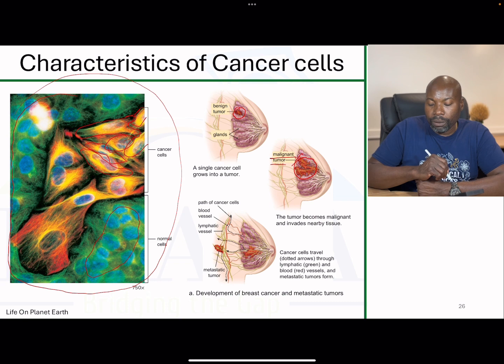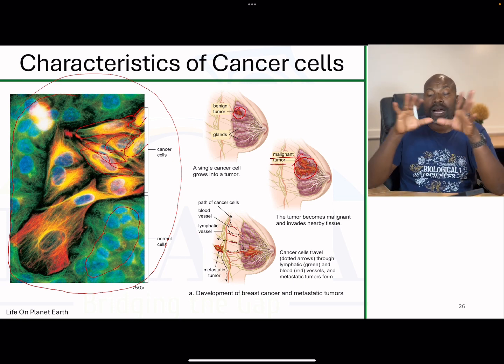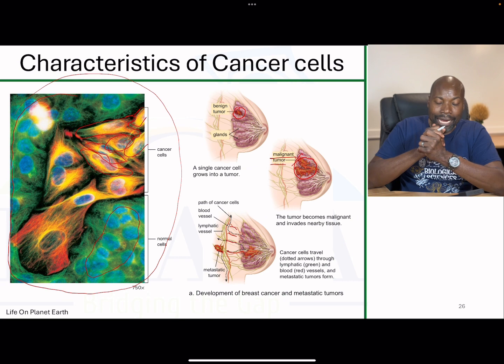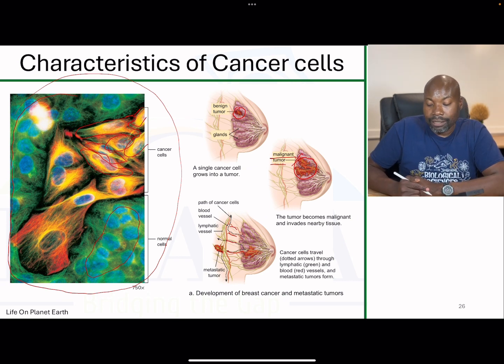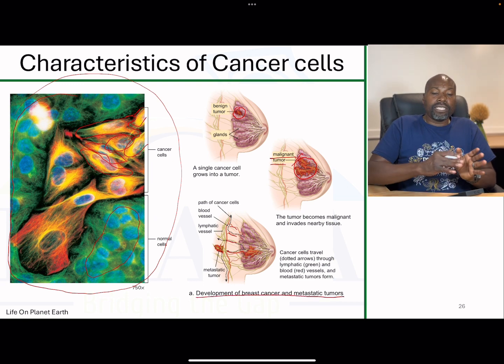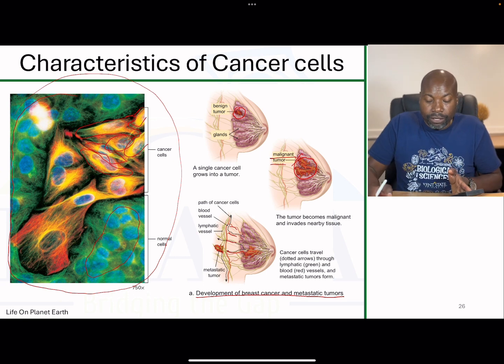That malignant tumor is now going to have cells that go into circulation, and when they do, they go throughout the body. That is bad news, and that is a point of breast cancer that you cannot treat anymore. You can attempt, but it's difficult, right? So that's basically the development of breast cancer.